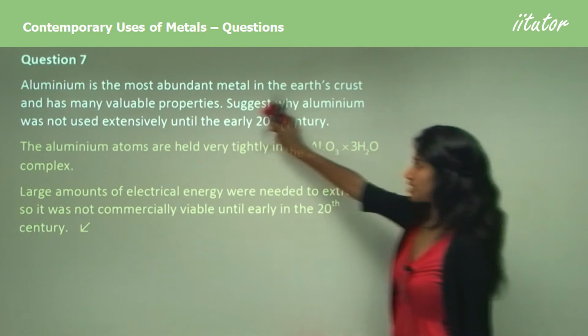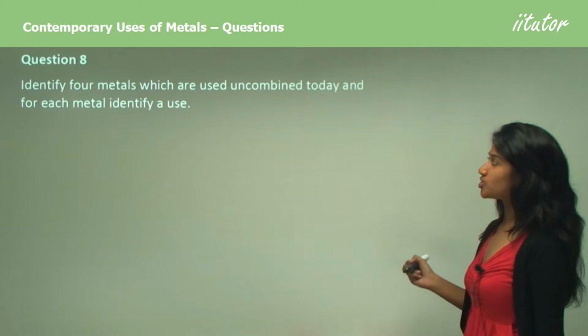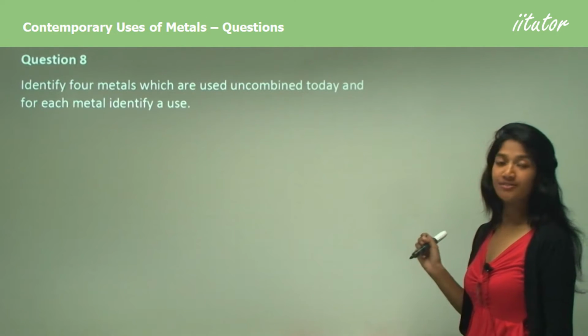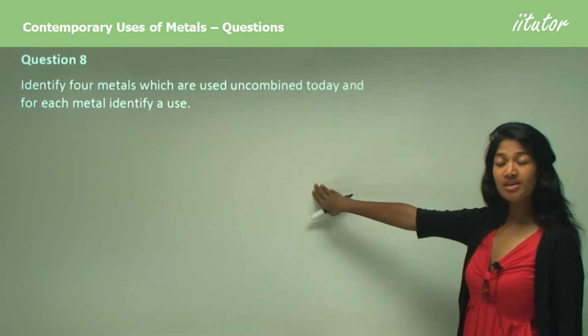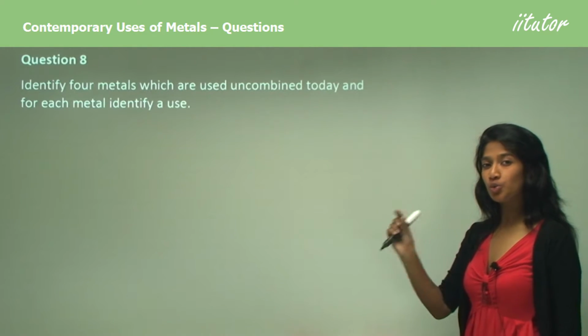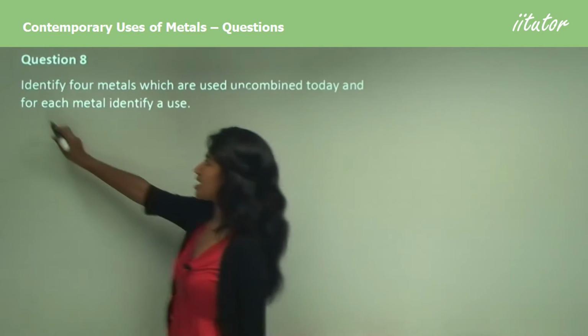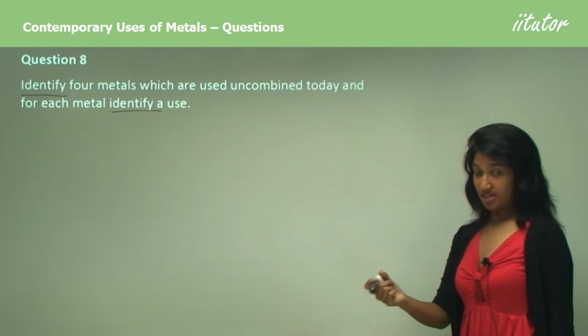We'll move on to question 8 now. It says, identify 4 metals which are used uncombined today, and for each metal, identify a use. Now with this question, the verb is used twice. That means there are 2 parts that you need to answer in your question. So the verb here is identify. Identify simply means to name it.